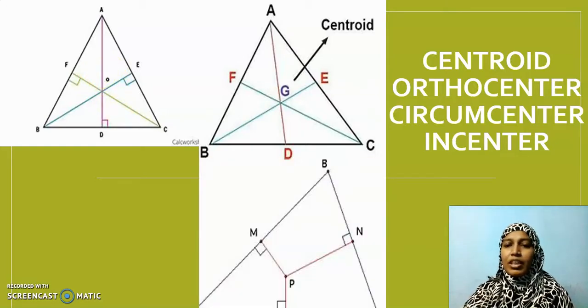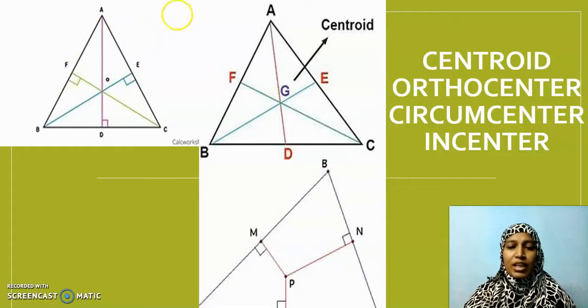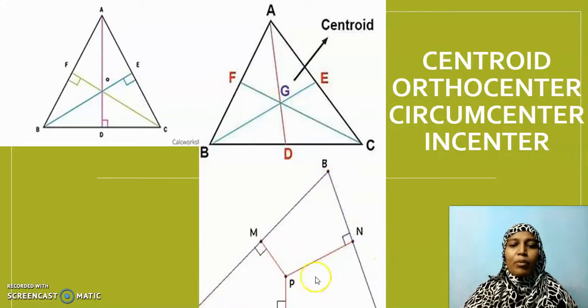And here, circumcenter. Circumcenter is the meeting point of perpendicular bisectors. The line should be perpendicular. Also, it should bisect the opposite line segment into two equal parts. This PM bisects BA. Is it clear? PN bisects BC. PQ bisects AC. And also those three lines are perpendicular. Such lines meet at a point called circumcenter.